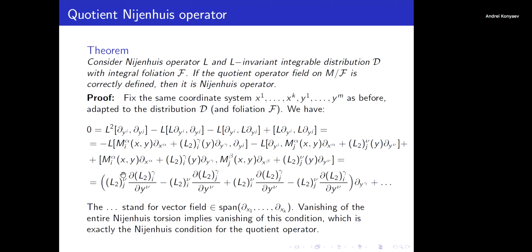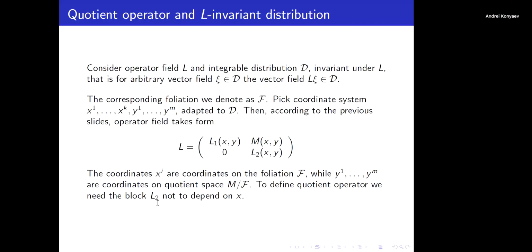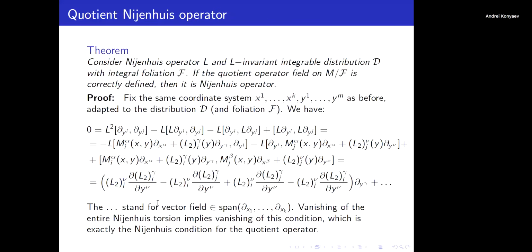We see that this should vanish because the vector is vanishing, and we have indeed proved that the corresponding operator field is a Nijenhuis operator. Here, when opening these brackets, we assumed that L2 depends only on y's, so the derivative in x of this part is 0. So it's important. It does not hold for any operator in this form. But for the correctly defined quotient operator, it holds. Such an amazing result.